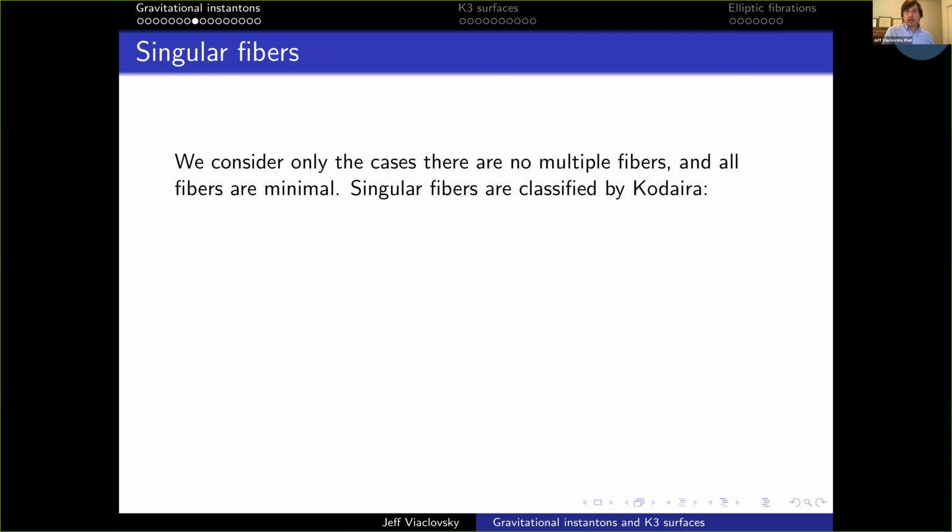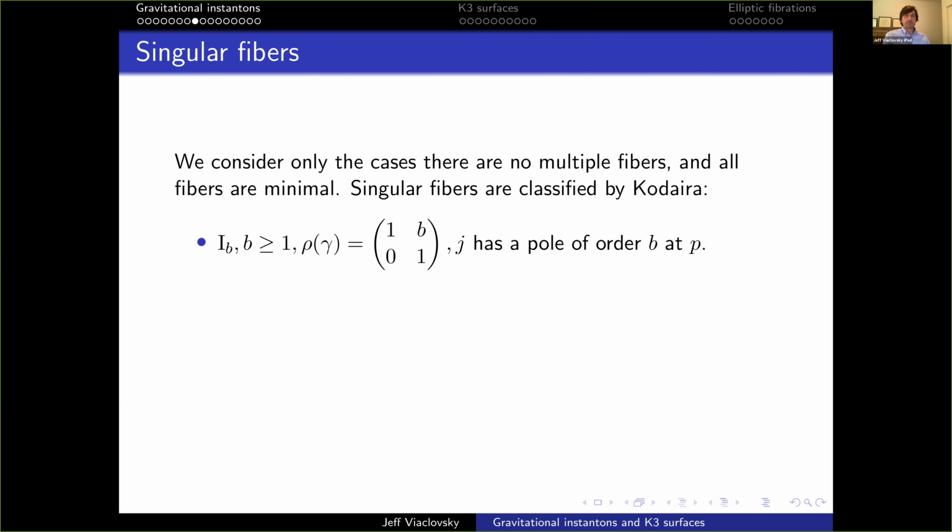So Kodaira classified the possible singular fibers. We'll consider only the cases where there are no multiple fibers and all fibers are minimal, so there are no minus 1 curves lying entirely in the fiber. I'm not going to give you the whole list, just a few cases. There's the type called I sub b, where b is bigger than or equal to 1. The monodromy on gamma, where gamma is a loop going once around in the counterclockwise direction, is always conjugate to (1 b; 0 1), and the J function has a pole of order b at the singular point.